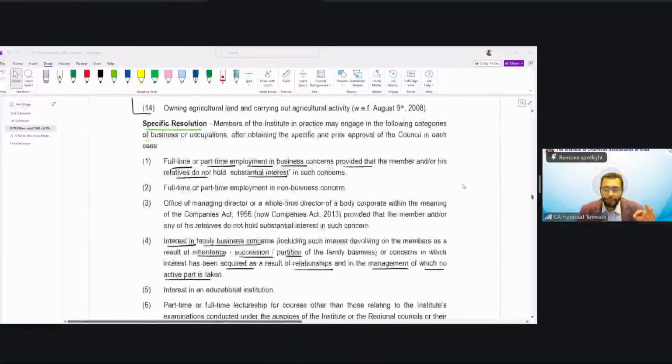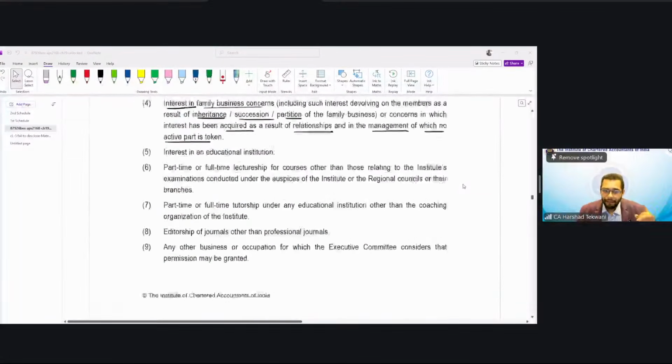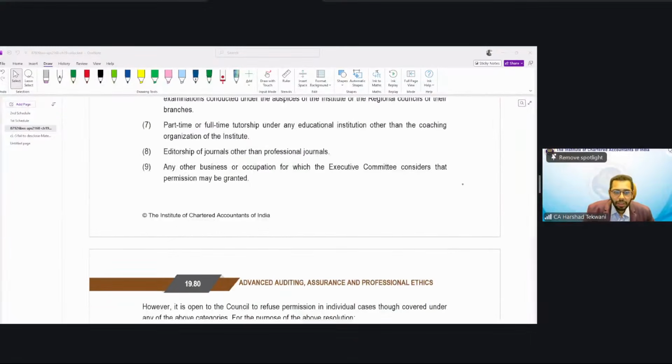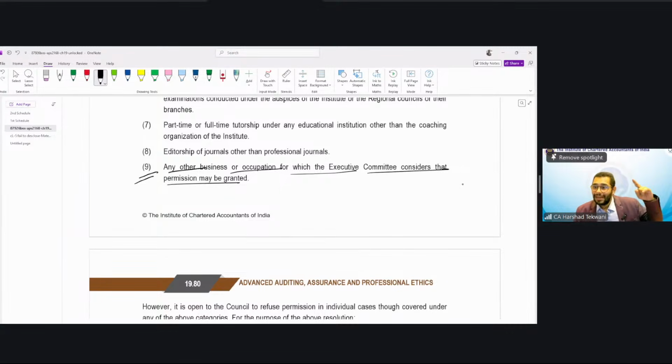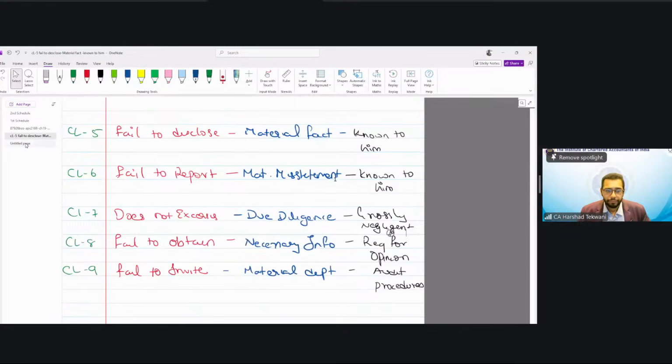But when you go for a specific resolution, there is one particular point, point number 9, which talks about any other business or occupation for which the executive committee considers that permission may be granted. That means all the residuary items which are not part of the management consultancy service, and not part of the general resolution, will fall under 9. So if I have to depict this through a chart.